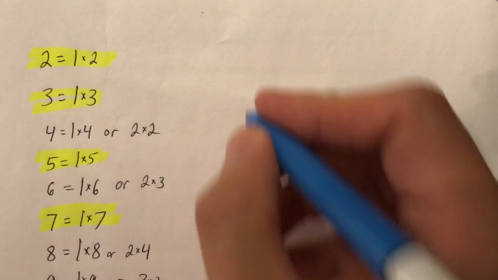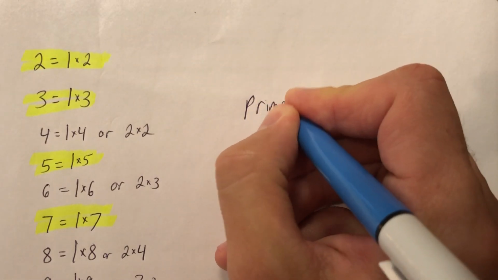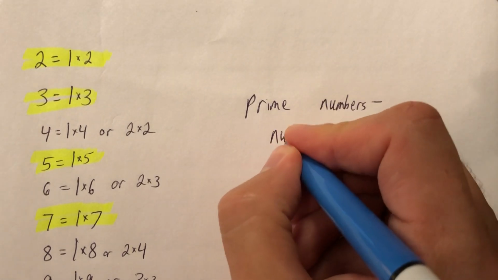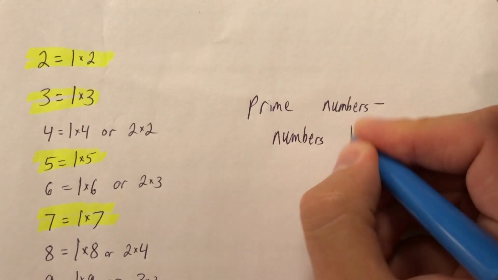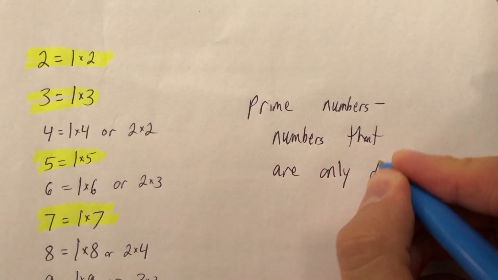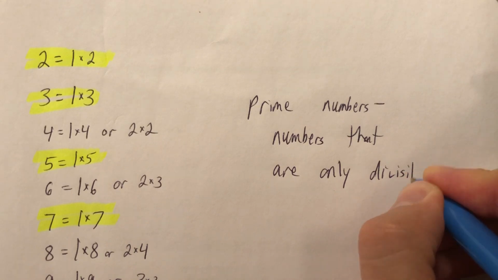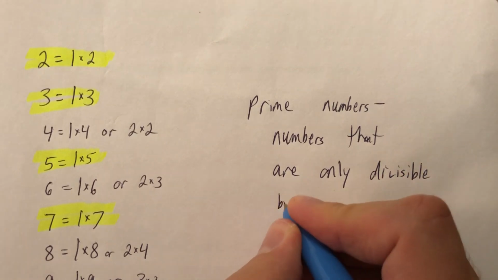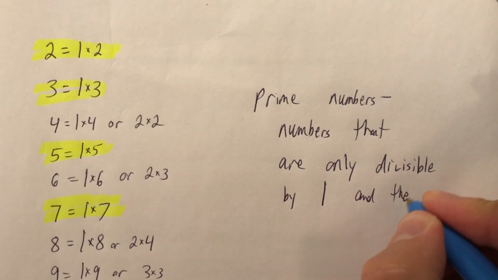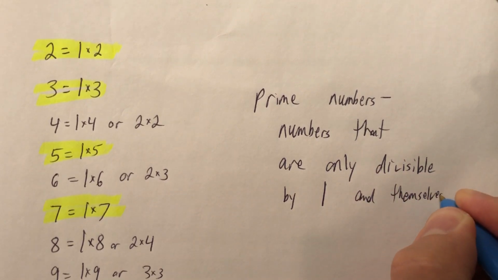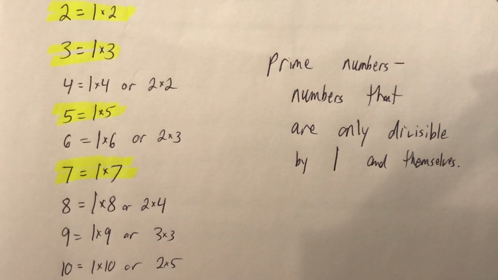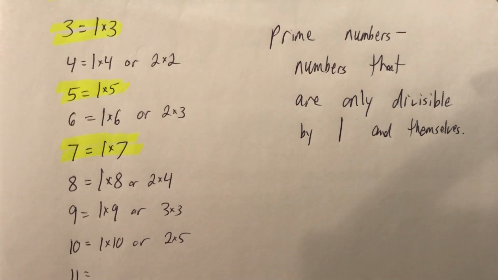So let's write a little bit. Let's say prime numbers are numbers that are only divisible by 1 and themselves. And again, the question is, where are they? Which ones are they? And do they go on forever?